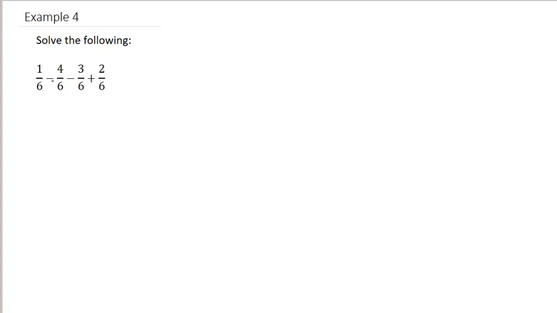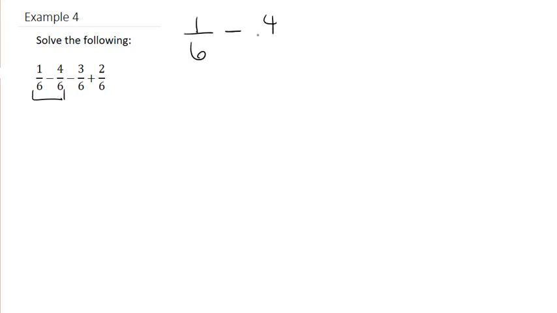So here we have 1/6 minus 4/6 minus 3/6 plus 2/6. So we're going to break this down into the first step as 1/6 minus 4/6. Now, what we do is we only deal with the numerator when we subtract. So we have 1 minus 4. So 1 minus 4 is then equal to negative 3 over 6.